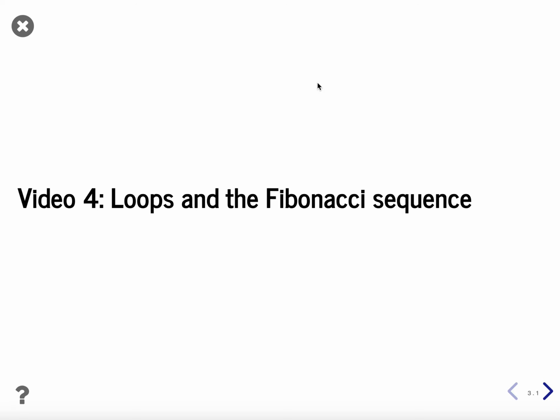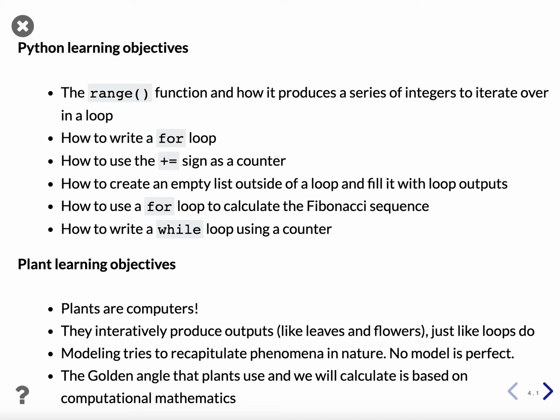In this video, we'll be learning about loops and how to use loops to calculate the Fibonacci sequence. The Python learning objectives for this video are to learn about the range function and how it produces a series of integers to iterate over in a loop, how to write a for loop, how to use the plus equal sign as a counter in a loop, how to create an empty list outside of a loop and fill it with loop outputs, how to use a for loop to calculate the Fibonacci sequence, and how to write a while loop using a counter.